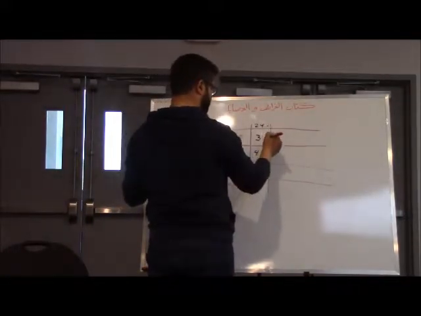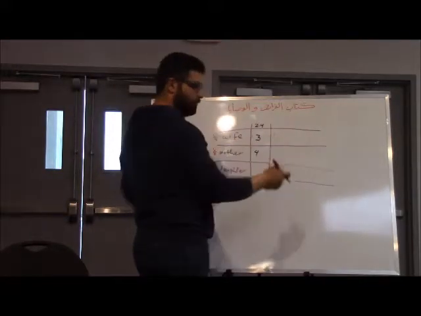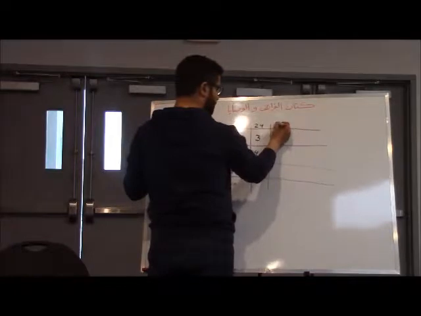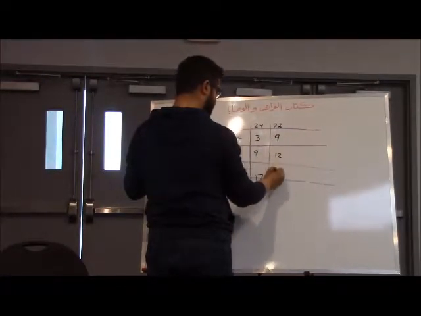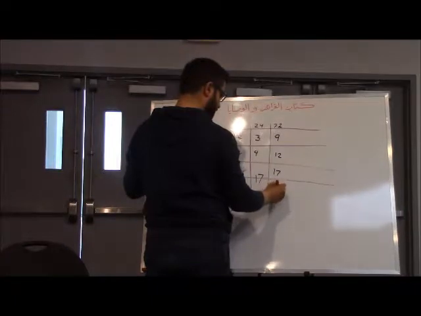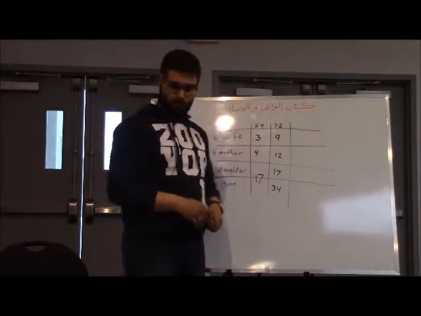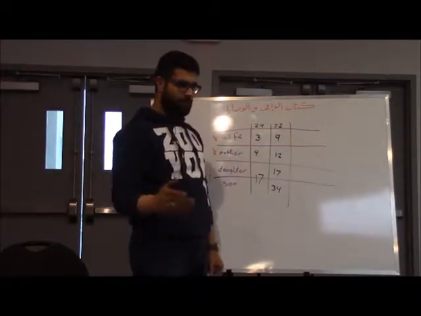So now 3 times 24. What's 3 times 24? Is it 72? Yeah. And we're done.